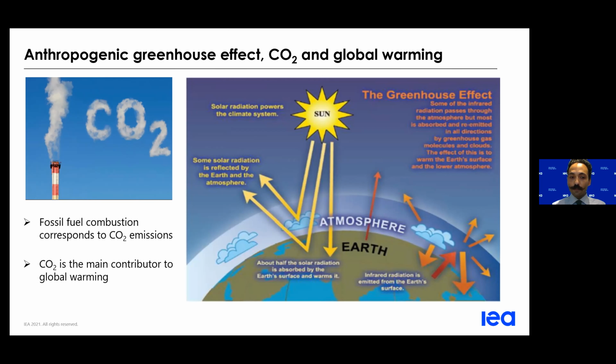Because of this increase in concentration, there is more trapping of these re-radiations happening in the atmosphere. This has resulted in an increase in the global mean surface temperature, which we know as global warming. And it's important to note that the combustion of fossil fuel is the main source of anthropogenic CO2 emissions.